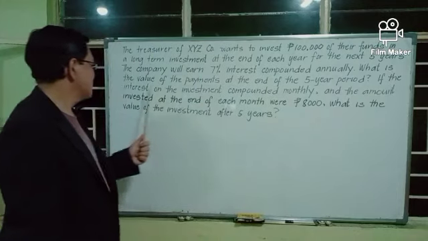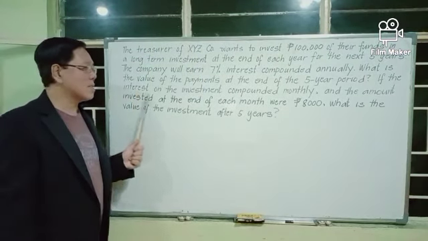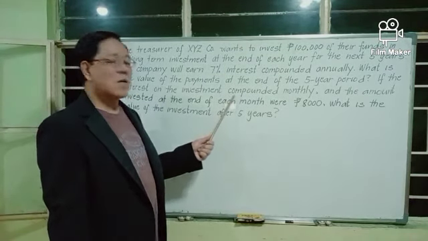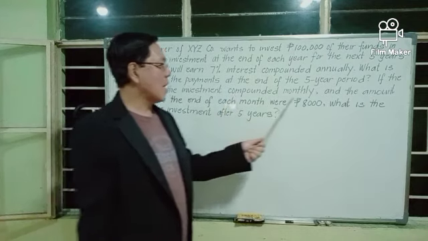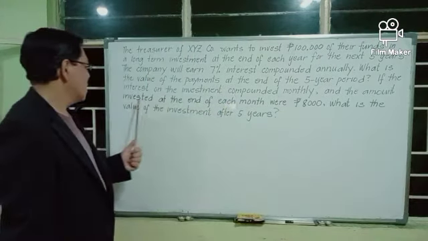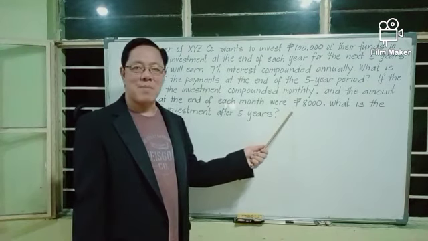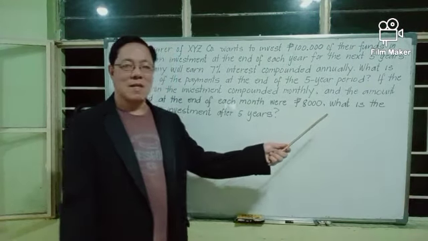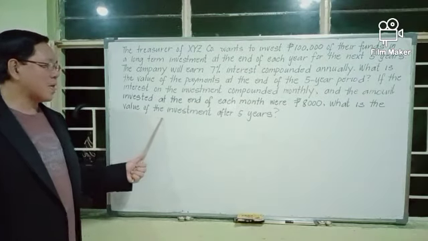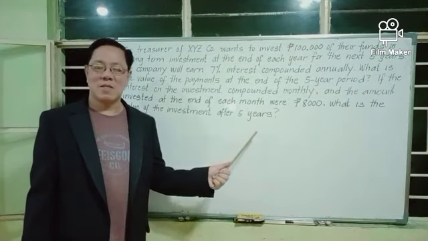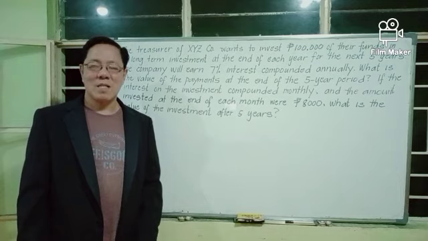What is the value of the payments at the end of the 5-year period? If the interest on the investment was compounded monthly and the amount invested at the end of each month were 8,000 pesos, what is the value of the investment after 5 years? This problem has actually two parts.